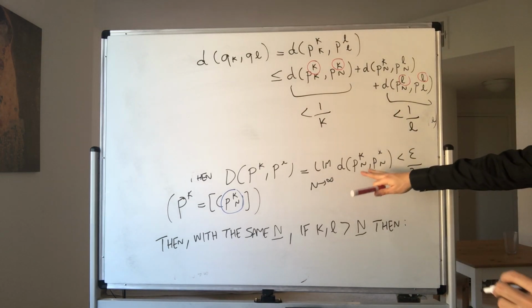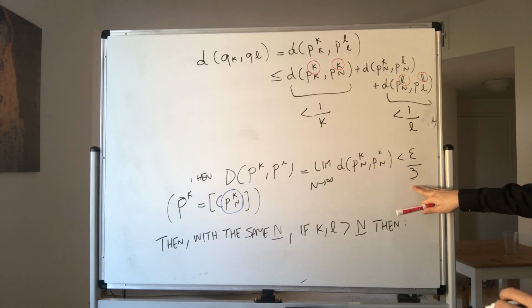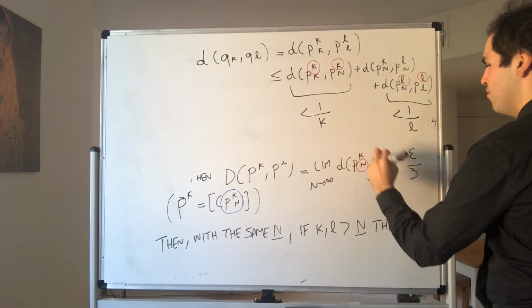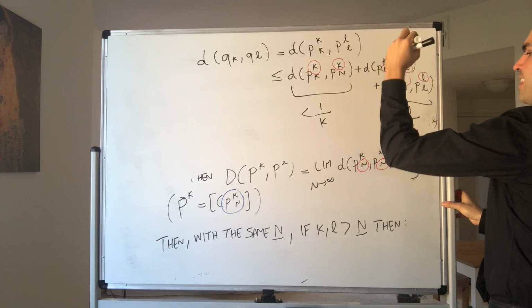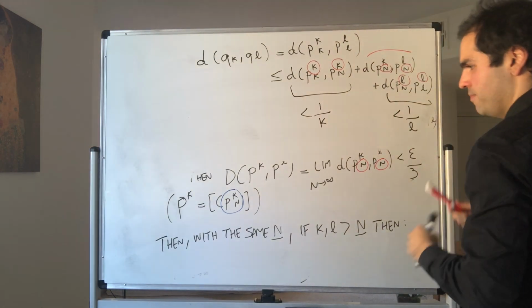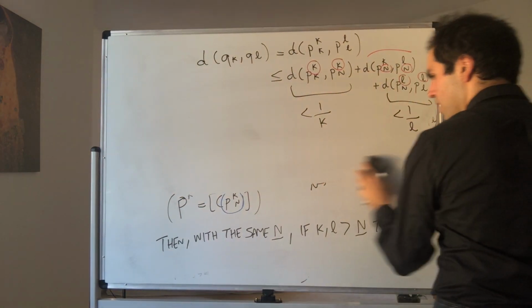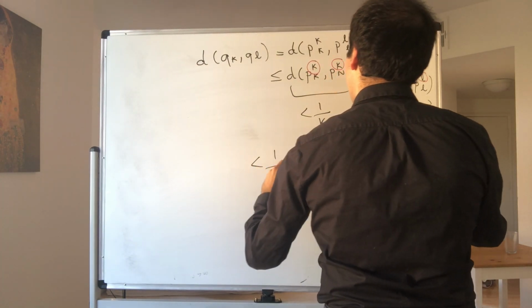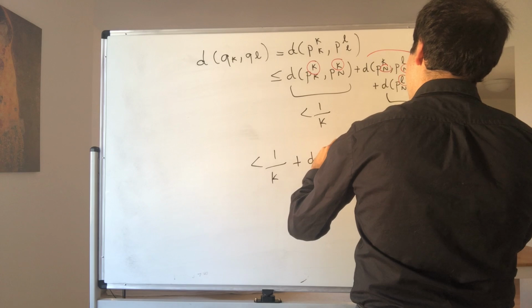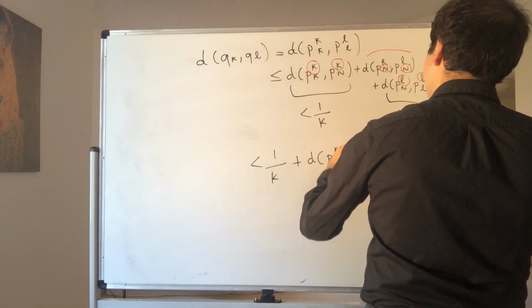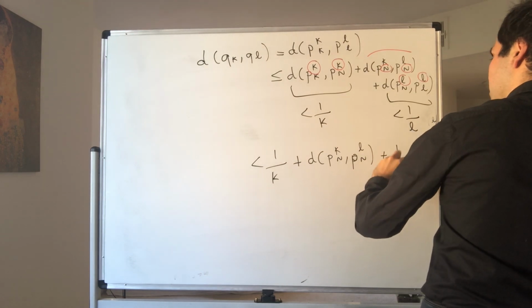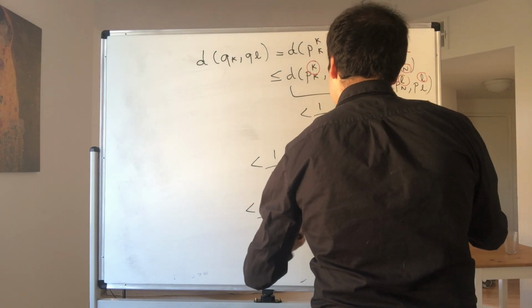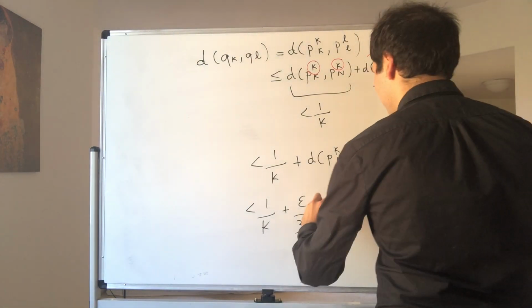And not only that, the point is this limit is less than epsilon over 3, so for fixed n, we can also make that less than epsilon over 3. So in the end, what do we get? That's less than 1 over K plus d of PKN and PLN plus 1 over L. The point is we can make this middle term less than epsilon over 3 because the limit of this is less than epsilon over 3.